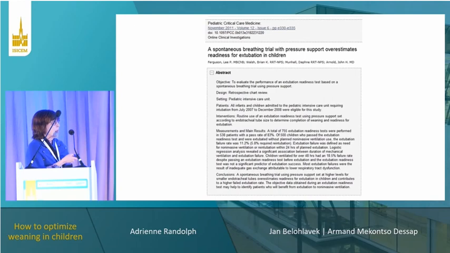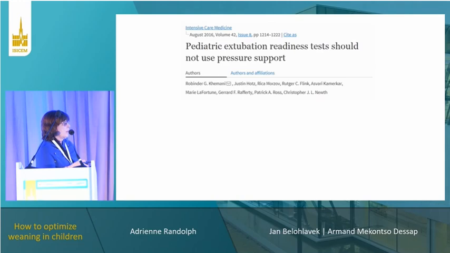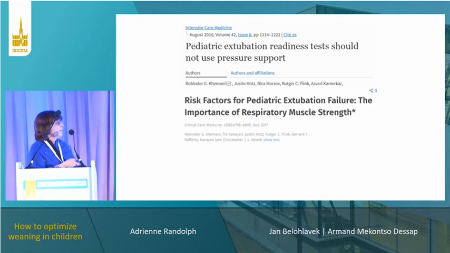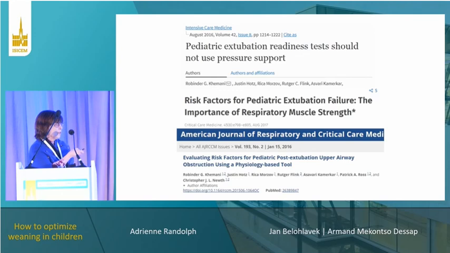So then Robinder Khemani, who's at Children's LA, also did a lot of physiologic testing in these populations, and also showed that pediatric extubation readiness tests in many patients maybe shouldn't use pressure support. He's done a lot of work on respiratory muscle strength, and a lot of that is consistent with what they found in adults. He's also now done a lot of physiology-based tools to evaluate upper airway obstruction.